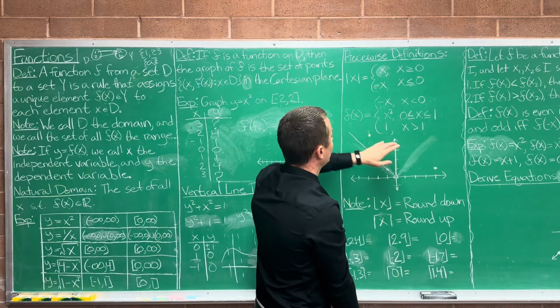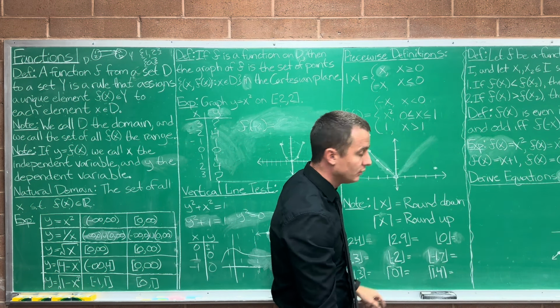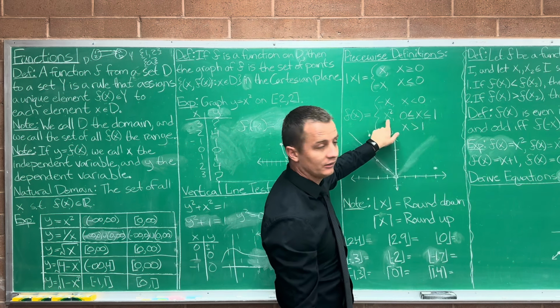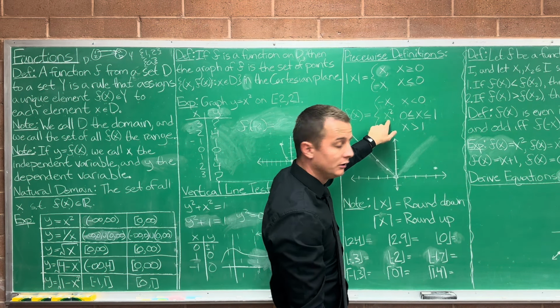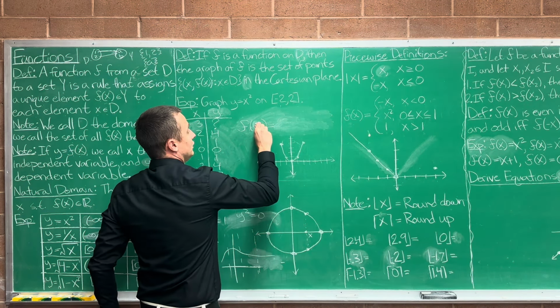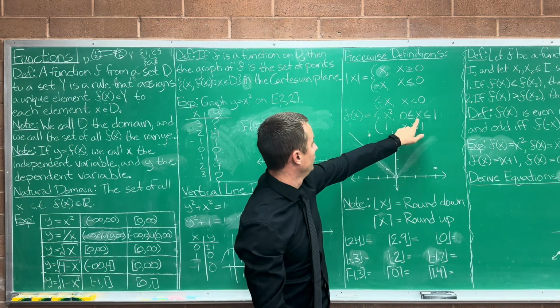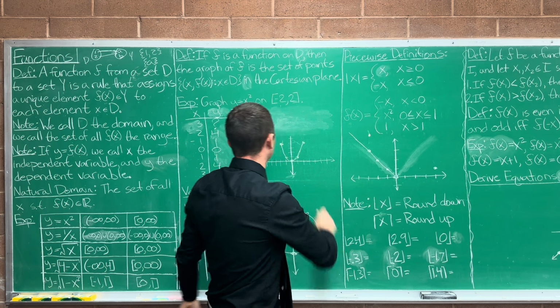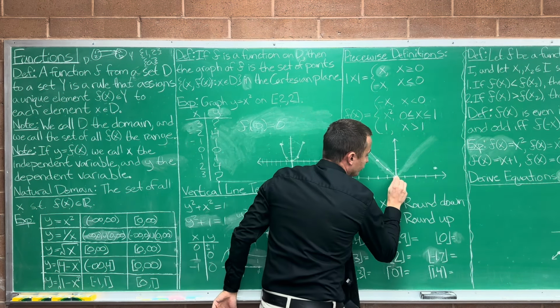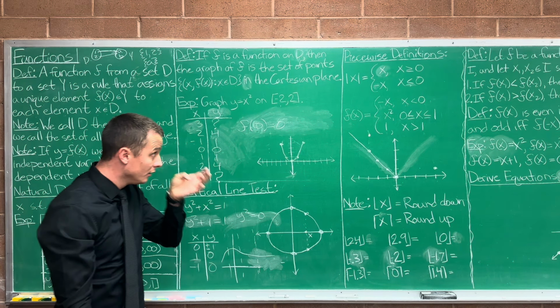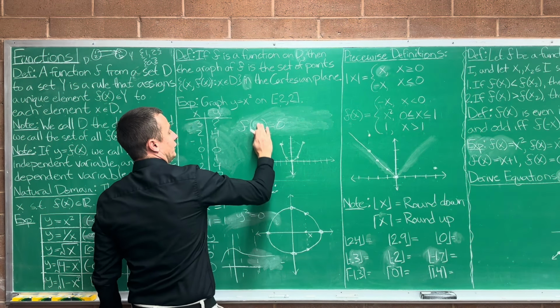Now I have to do the numbers between 0 and 1. Between 0 and 1, I use x squared, including 0. So what is f of 0 in this function? 0. Plugging in 0, 0 times 0, which happens to be 0. So 0, 0 is on our function, so we can fill that in. What does 1 go to? F of 1. 1.